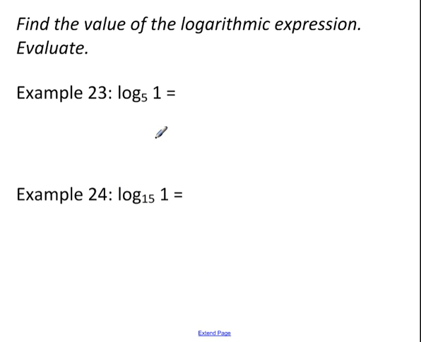How do we get a 0? 5 to what power is going to equal 0? Or I mean equal 1? I give away the answer now. That's got to be 0. 5 to the 0 power is the only way to get 1. So whenever you have a 1 here in your log in your answer spot, that's going to be a 0.